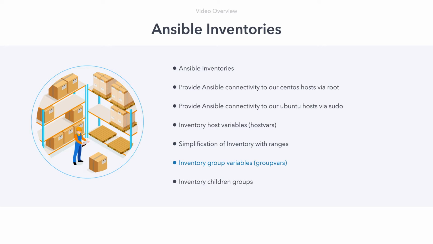We'll be applying group variables, also known as group vars, to improve the inventory further. Finally, we'll look at children groups and how these can be of use. In the previous video, we learnt about Ansible configuration files and we configured the course code repository. We're going to start using the course repository and diving into Ansible.